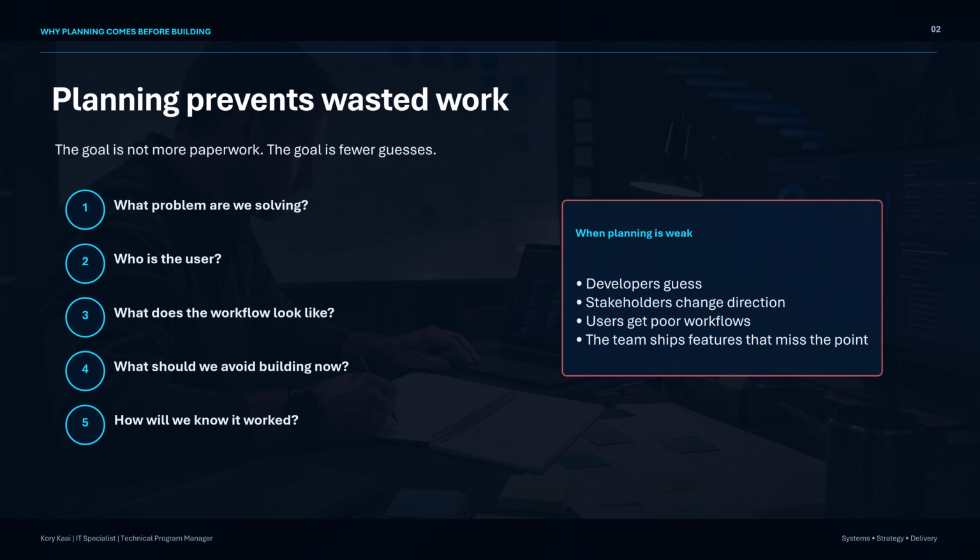The developer guesses what to build. The stakeholder guesses what they want. The user gets a system that might not solve the real problem. That is why planning matters. It gives the team a target. It gives the project a clear scope. And it helps make sure the final system is useful.